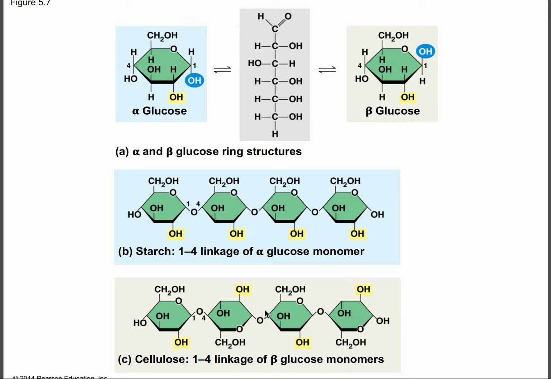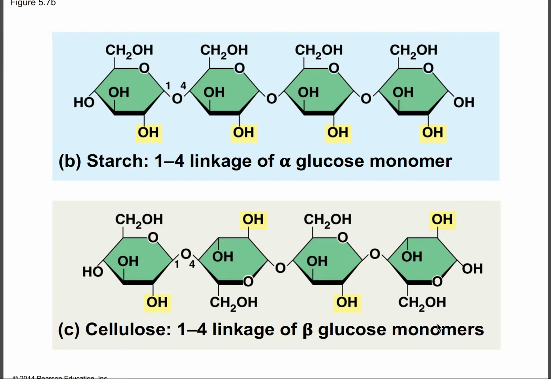And this is making it structurally harder for our bodies to break down. So we're very capable of breaking down these alpha linkages. We are not capable of breaking down the beta linkages. And here's another picture of this closer up, and it shows you the 1,4 of your alpha glucose and then the 1,4 of your beta.